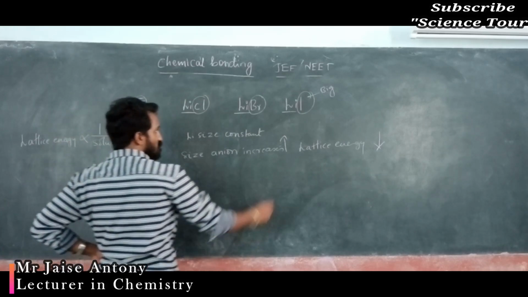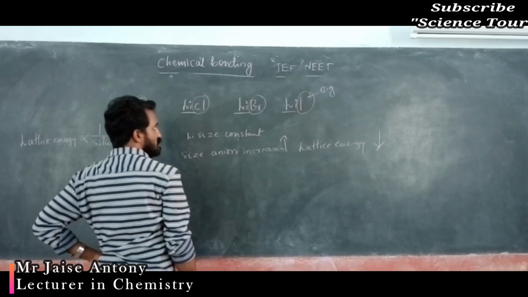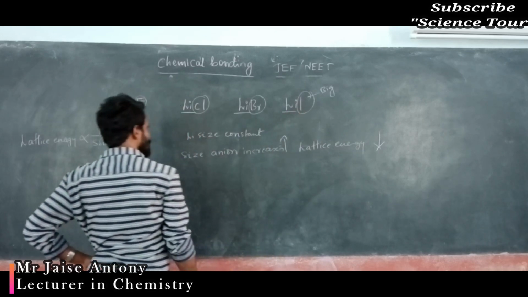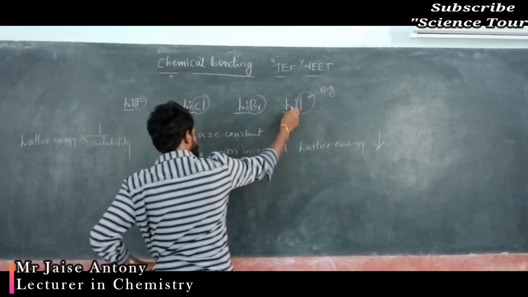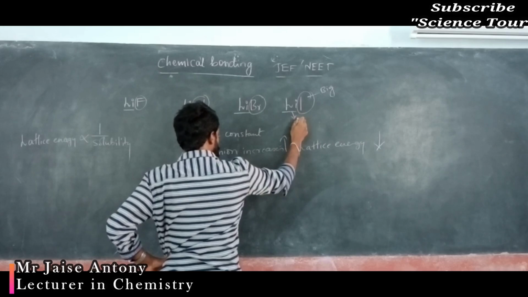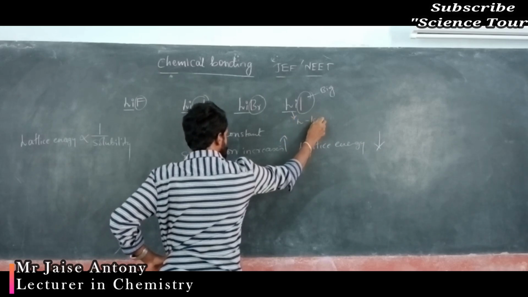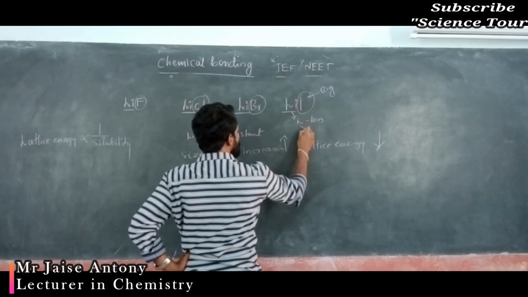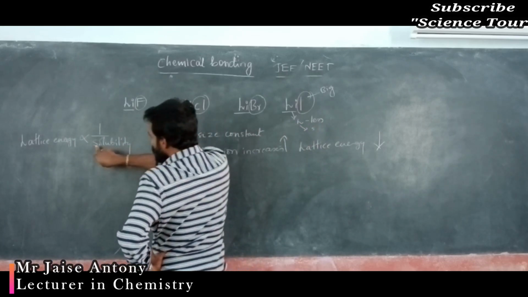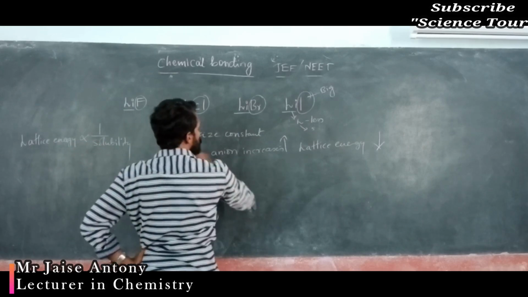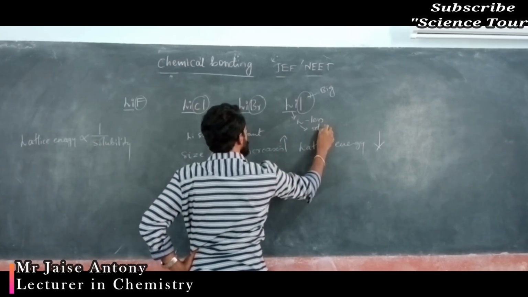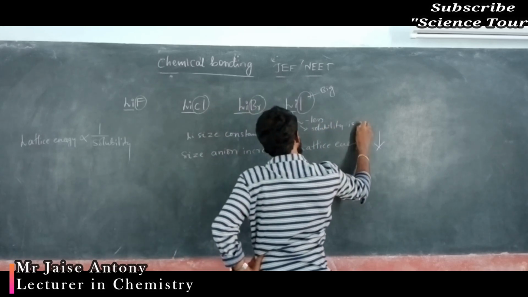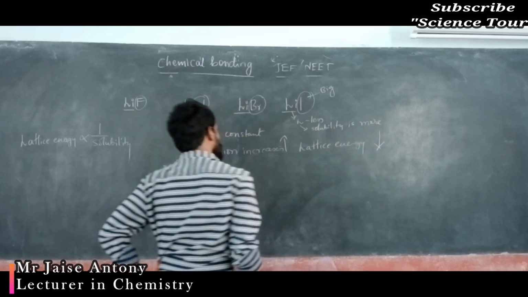So lithium iodide size is bigger, so lattice energy is very less. Lattice energy is less means solubility is more. See, lattice energy is inversely proportional to solubility. Solubility is more. So, my dear students, note down the point.